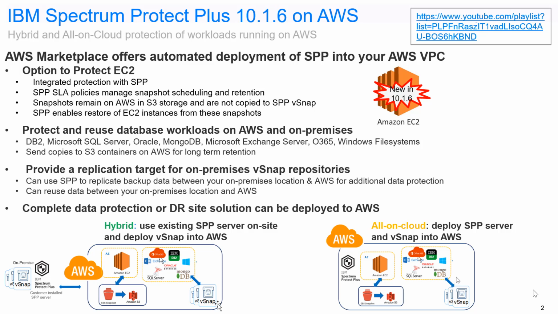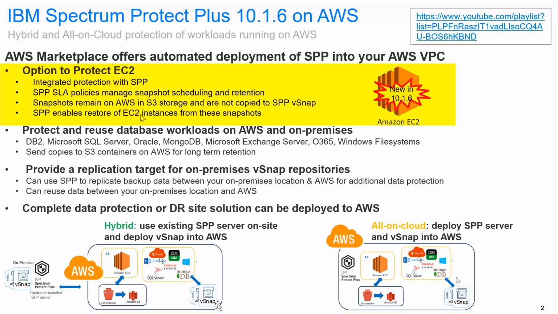Hi, welcome to this demo of IBM Spectrum Protect Plus version 10.1.6 on AWS. AWS Marketplace offers automated deployment of Spectrum Protect Plus into your AWS VPC. And I have a whole series of videos in our playlist that show how Spectrum Protect Plus can either be deployed in a hybrid or an all-in-cloud configuration in conjunction with AWS.